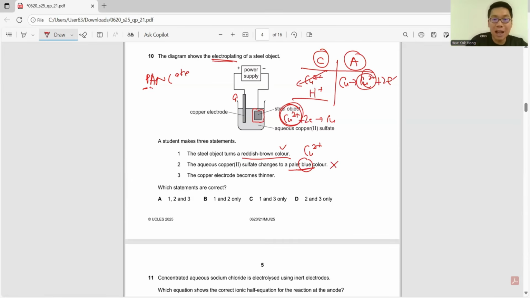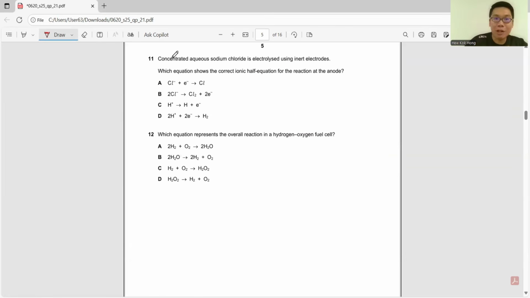Number 3, the copper electrode becomes thinner. Yes, because the copper electrode is an anode. The copper metal is changing to ion, so it is dissolved, then it will become thinner and thinner. So answer is C. Question 11.